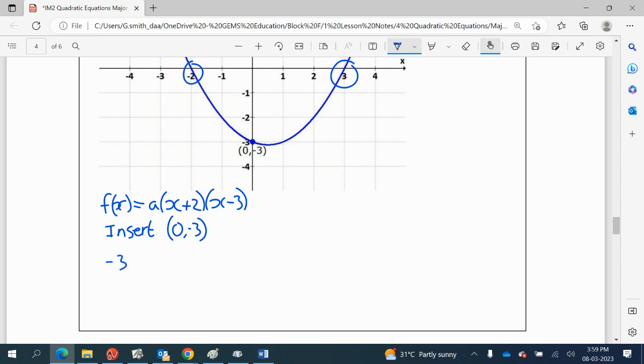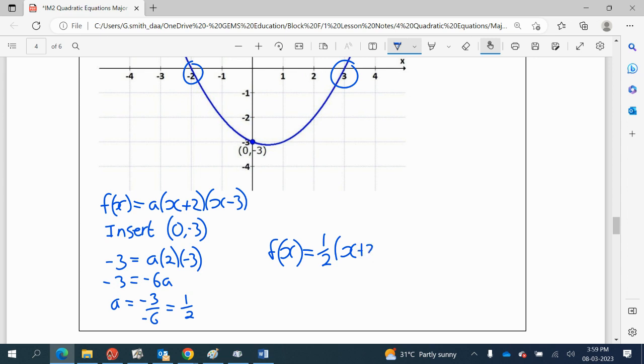This gives us minus 3 is equal to a bracket 2 bracket negative 3. Solve this equation if I want. I've got minus 6a is equal to minus 3. a is equal to minus 3 divided by minus 6, which is a half. Final answer, make sure you include the function notation: f of x equals a half bracket x plus 2, x minus 3.